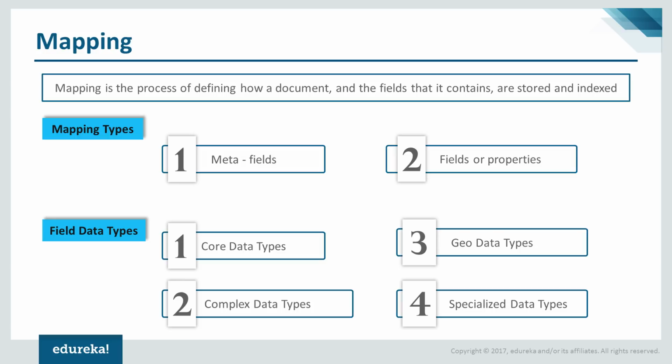Mapping is basically a process of defining how a document and the fields that it contains are stored and indexed. There are different mapping types as well as different field types, like meta fields as well as the field or property types. If I talk about the field type, there can be multiple field types like geo data or specific data types, or if it is a complex query, you'll have a complex data type or even a core data type. These are just the categories of different field data types.